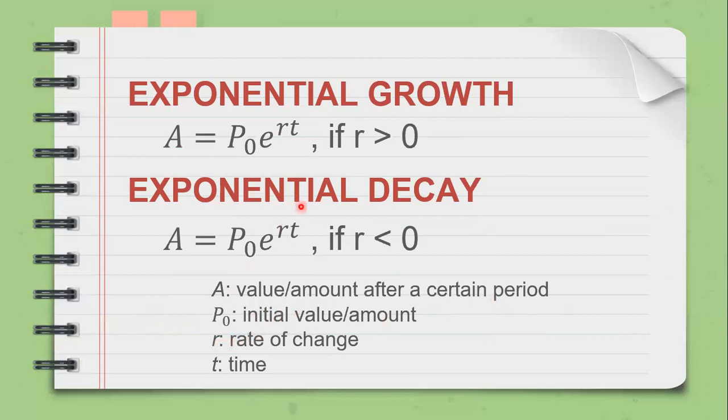So for exponential growth, note class that the rate is greater than zero or positive. That's why it is increasing exponentially. For exponential decay, the rate is negative or less than zero. That's why it is decreasing exponentially.